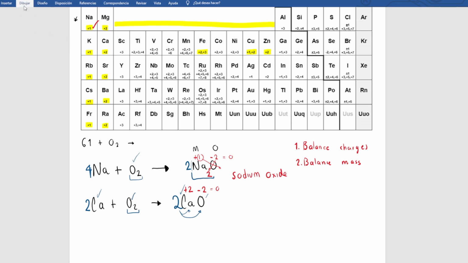Very good. And the name of this is very simple. Calcium, which is the name of the cation, followed by the word oxide. Okay, so this is pretty simple.